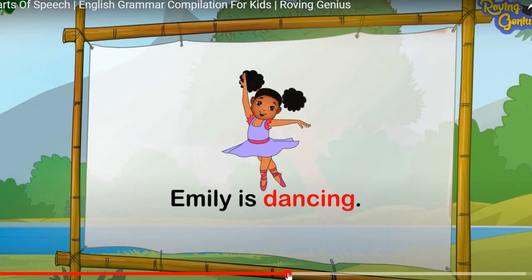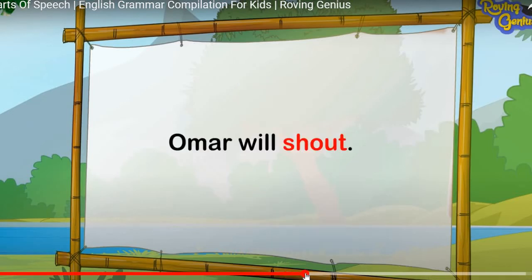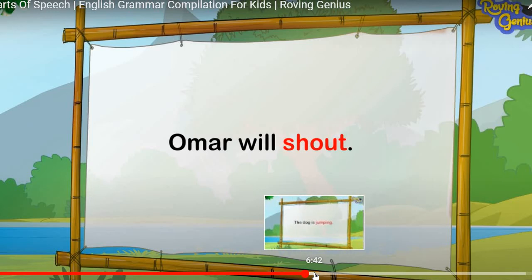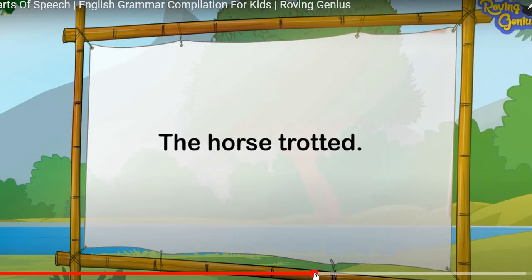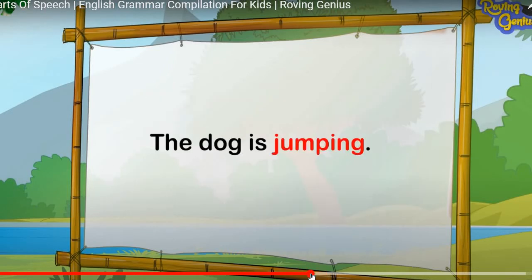Example. Emily is dancing. What is she doing? What is the action she's doing? Dancing. So dancing is a verb. Or Omar will shout. What will he do? Shout. So shouting, it is an action verb because I do an action when I shout. The dog is jumping. What is the dog doing? Jumping. So jumping is a verb.